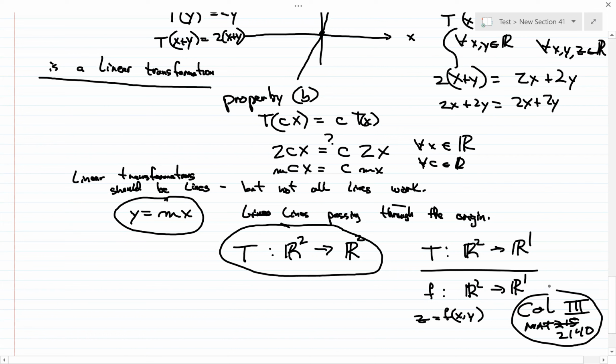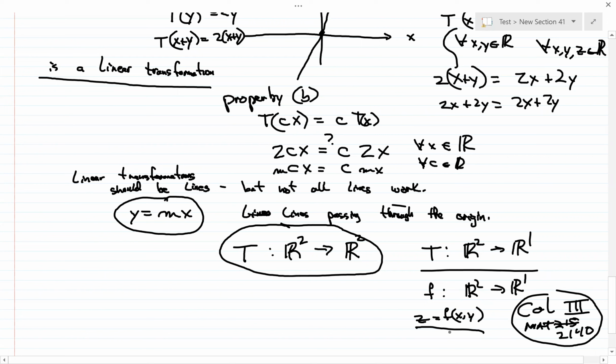So maybe that's the next natural thing to do. Why? Because that's the next one you did in calc. All of first year calc was going from R1 to R1. Third semester calc, or calc 3, went from R2 to R1. So let's do that one, because it looks like this.